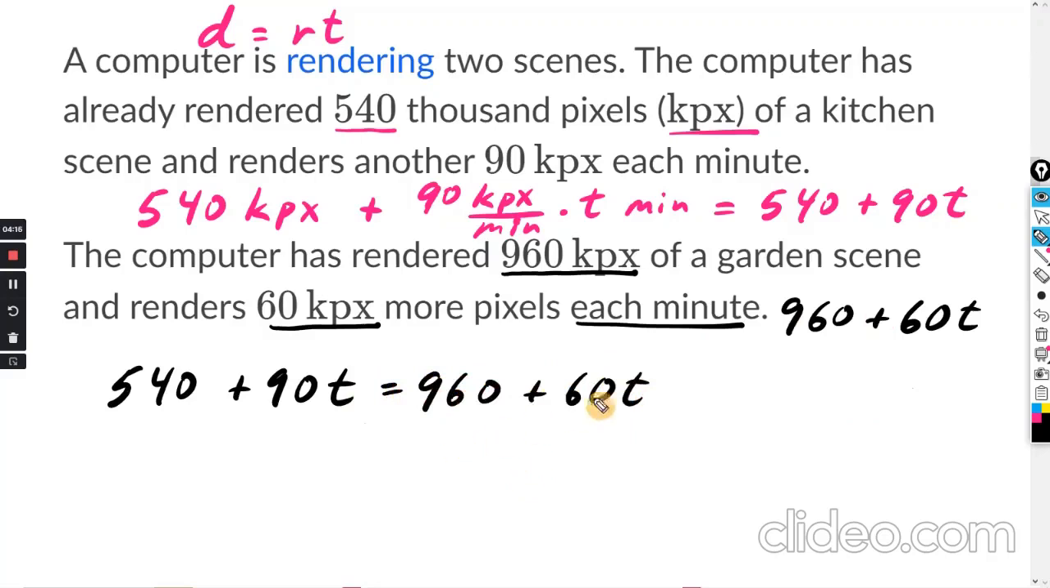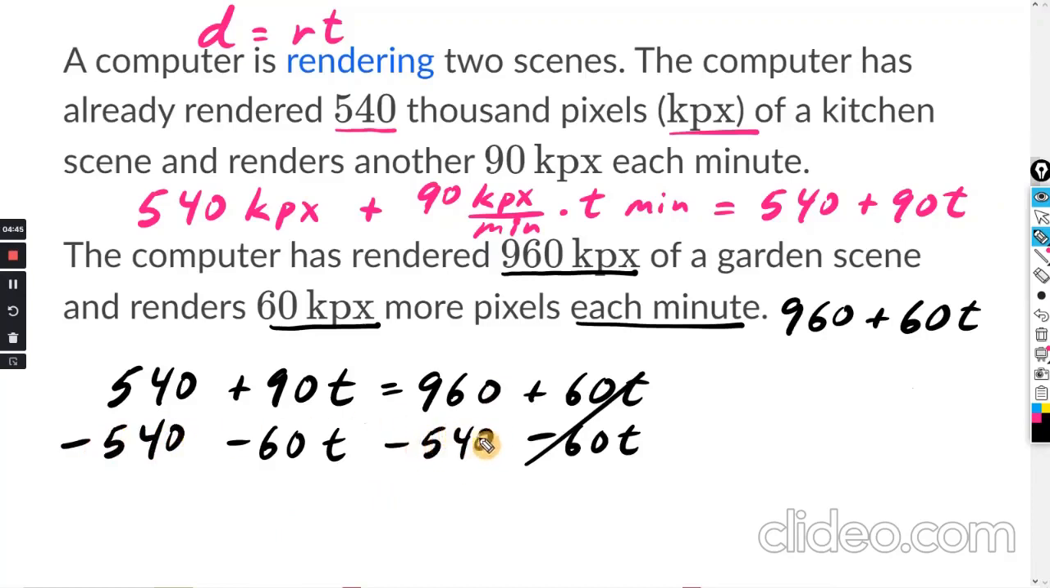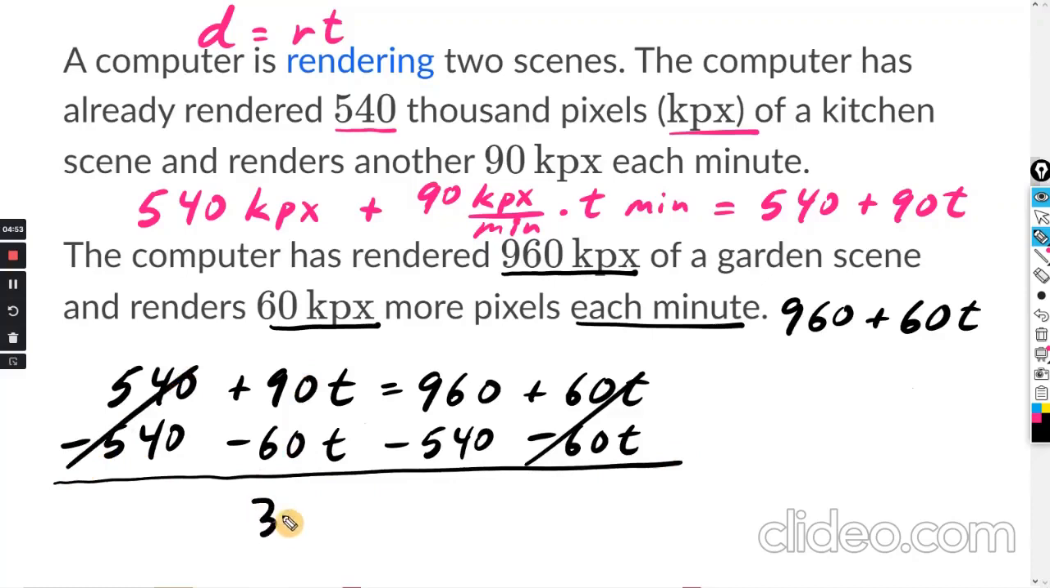Okay, solving for t, we want variables on one side and numbers on the other. I try to keep the variables positive, so I'm going to subtract 60t on both sides, and it cancels here. Now since my t is on this side, I want the numbers on the other side. The opposite of positive 540 is negative 540. You want to do that to both sides. Cancels here, 540 minus 540. 90 minus 60 is 30. Bring down the equal sign.